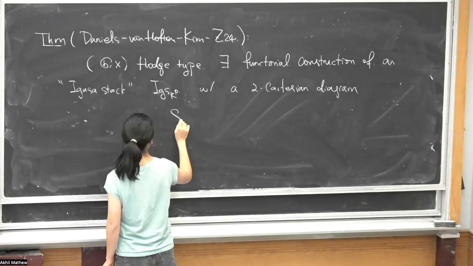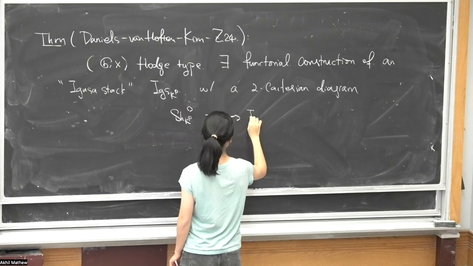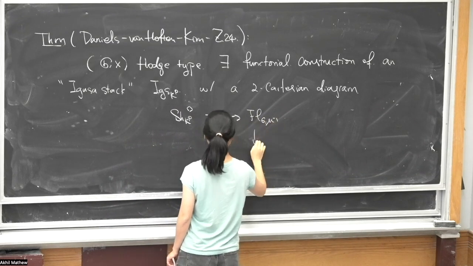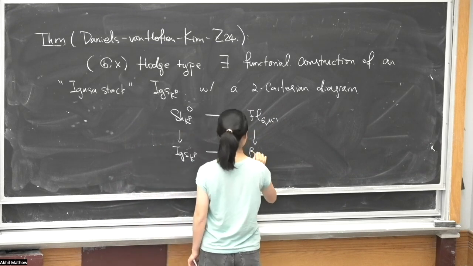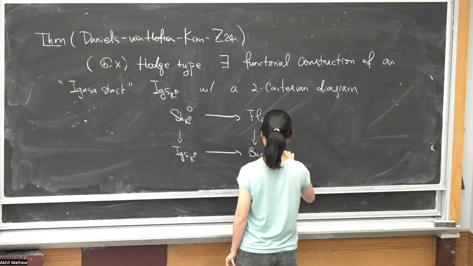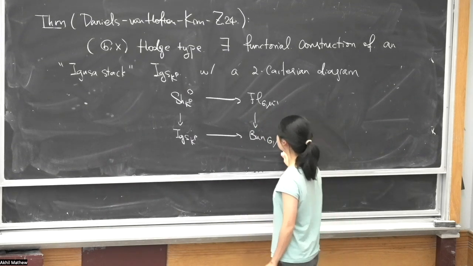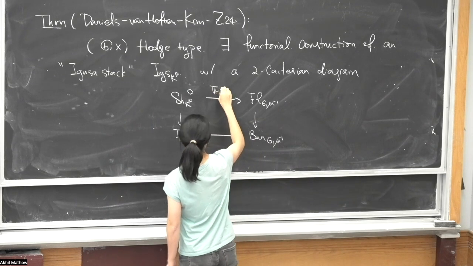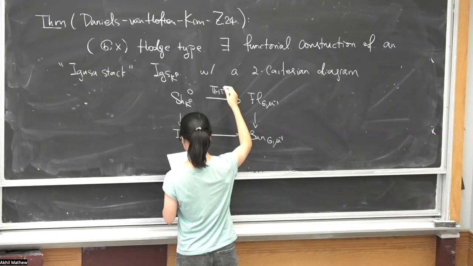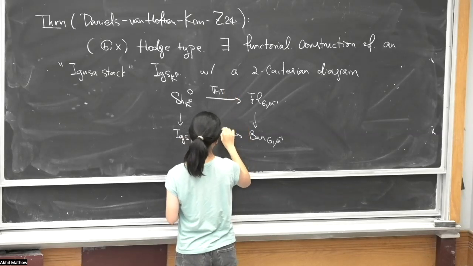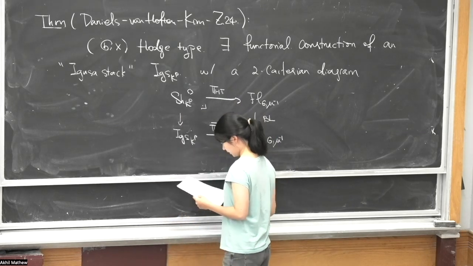with the other three objects in the other three corners. And the Igusa stack maps to Bun_G with image lying inside the locus corresponding to the semistable, or basic, locus Bun_G^b. This is an open locus in Bun_G.